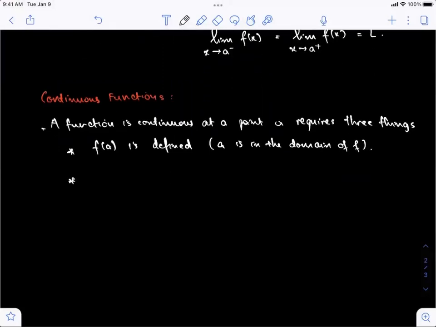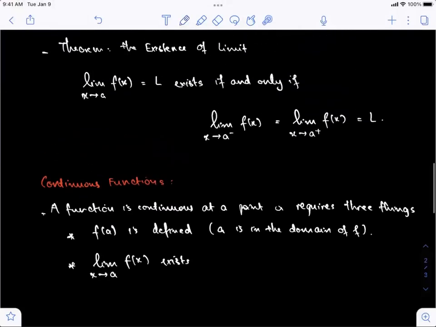The second condition is that the limit of the function as x approaches A exists. We saw this concept a little bit earlier: the limit exists if and only if the left-hand limit equals the right-hand limit, equal to the same value, or the one-sided limits are equal to one another.